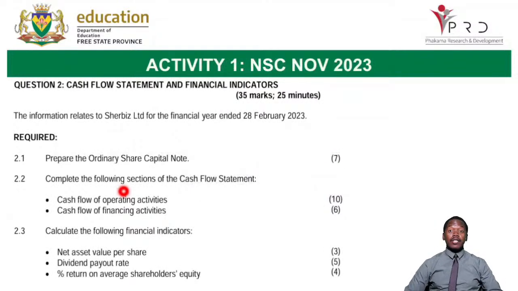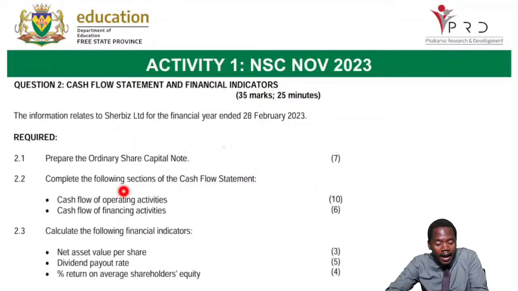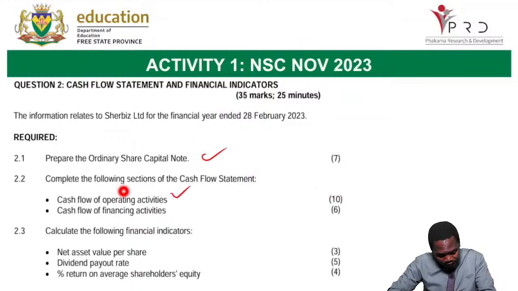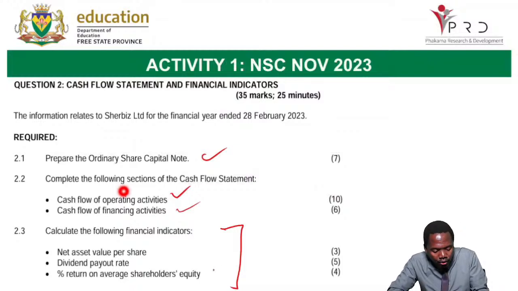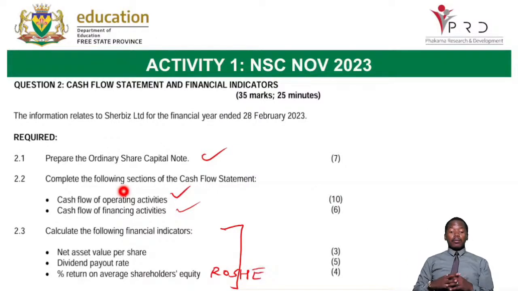Now this is the information given to us. Firstly, we are going to be reminded of how the ordinary share capital note looked. We are going to do the cash flow from operating activities. We are going to do cash flow from financing activities for 6 marks. And then later, we are going to be doing calculations on the net asset value per share, dividends payout rate, and percentage return on average shareholders' equity, which we all call ROSHE. So this is what we are going to be covering now. Now let us move on.